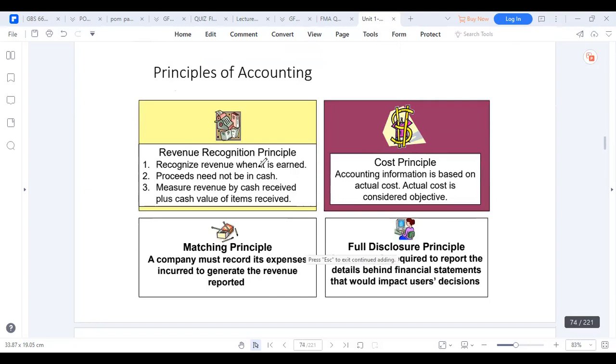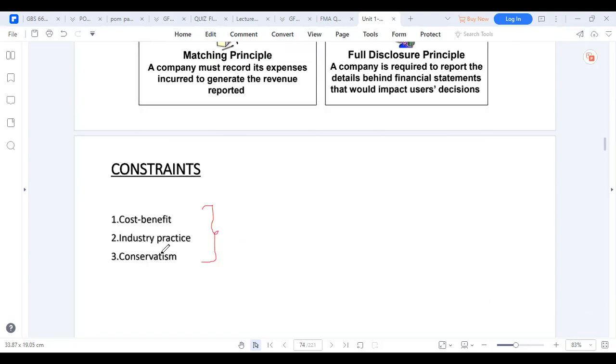So recognition simply says: recognize revenue when it is earned. A measure of cash received plus value in terms of items. Costs are based on our actual costs. Matching: the company should record expenses incurred to generate the revenue reported. Full disclosure: the company must report details behind the financial statements that would impact the user's decisions. So we also have constraints, which may include costs, industry practice, and conservatism.